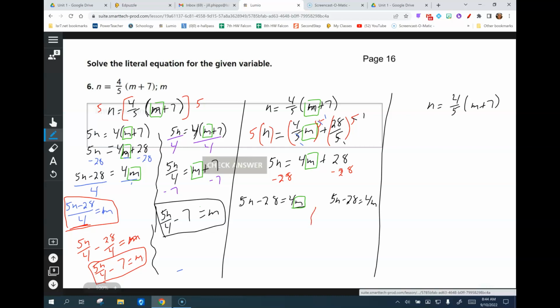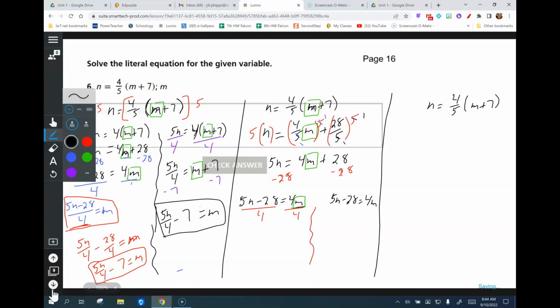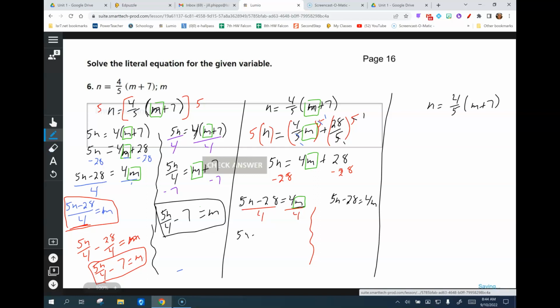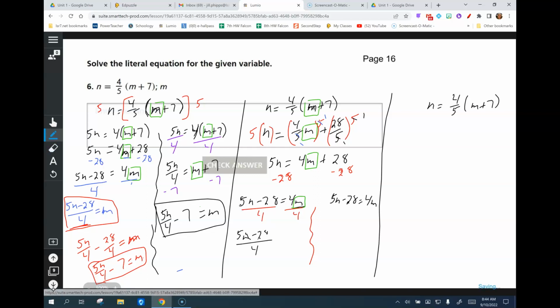One way I can do it from here is that I can divide the whole thing by 4. And that's what we did over here on this side, which is great. Okay. The other option is, and that one's done. Yay, there's an answer.